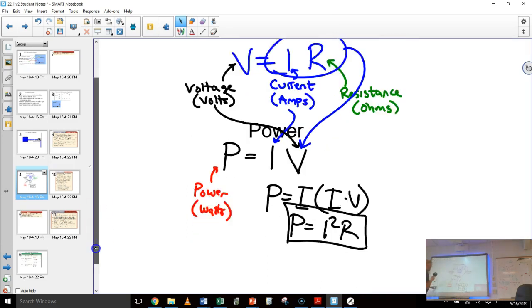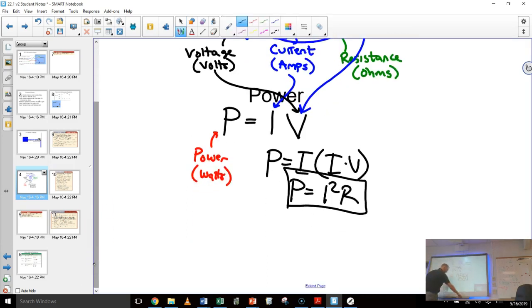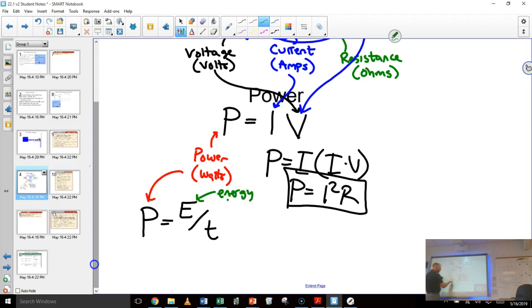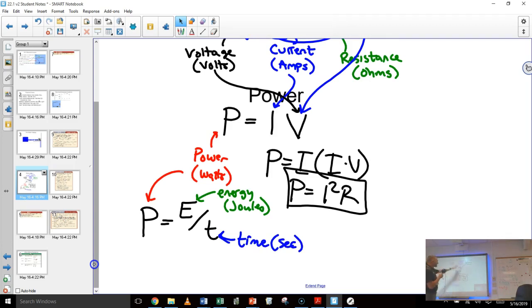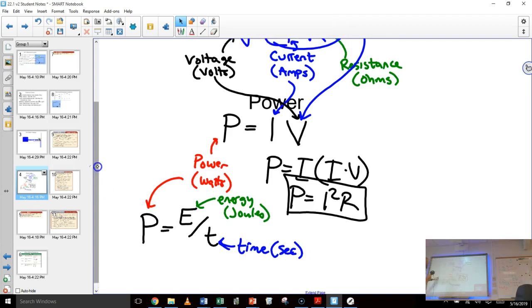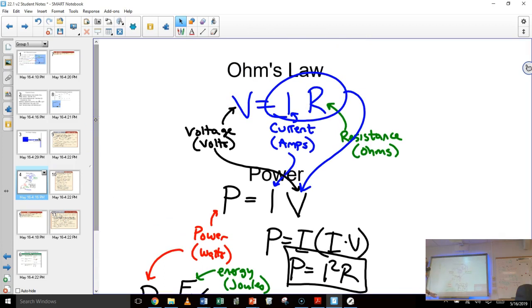So you can combine those two things just depending upon your needs for the equation that you have. There's one more equation that I didn't list here, but I just wanted to show you now, like energy. We talked about energy before, how power is equal to energy per time. So P is power, E is energy, which is joules, and T is time in seconds. So we went through these three equations pretty quickly.